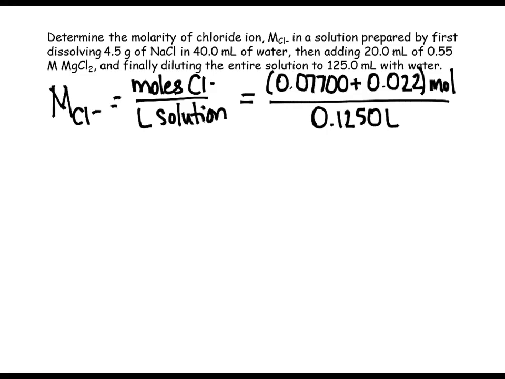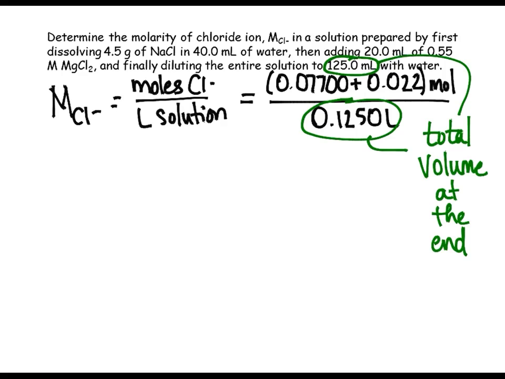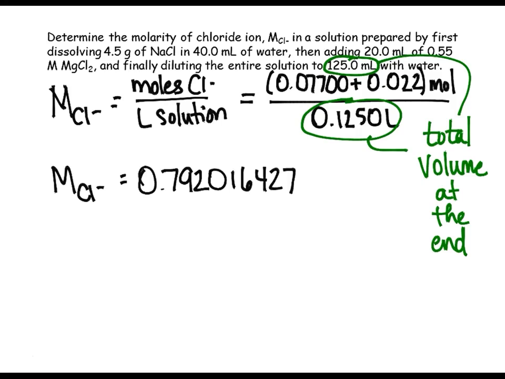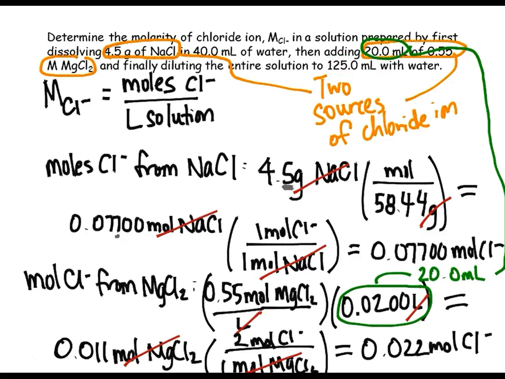And then we're dividing by 0.1250 liters. And the reason we're doing that is because the total volume of the sample is 125 mL. The other volumes don't matter for this particular end of the calculation. So we get 0.792016427, way too many sig figs. So we're going to figure out how many sig figs we need.